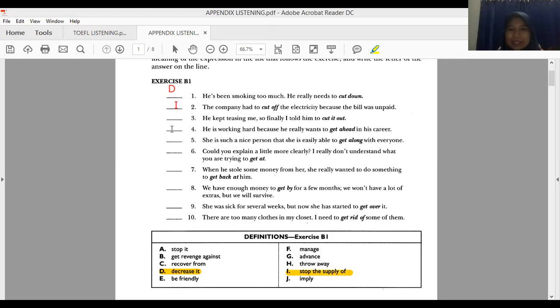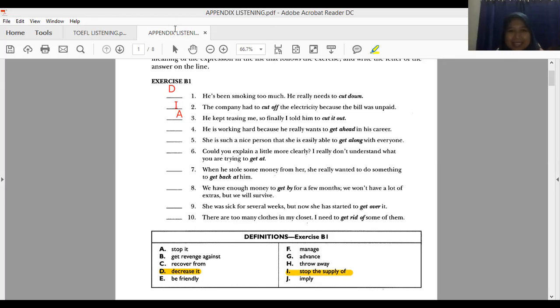Ada konteksnya. 3, Mr. Mangala: he kept teasing me, so I finally told him to cut it off. Cut it off, number 3, what does it mean, Mr.? Alpha. Okay. That's right, this one is alpha.